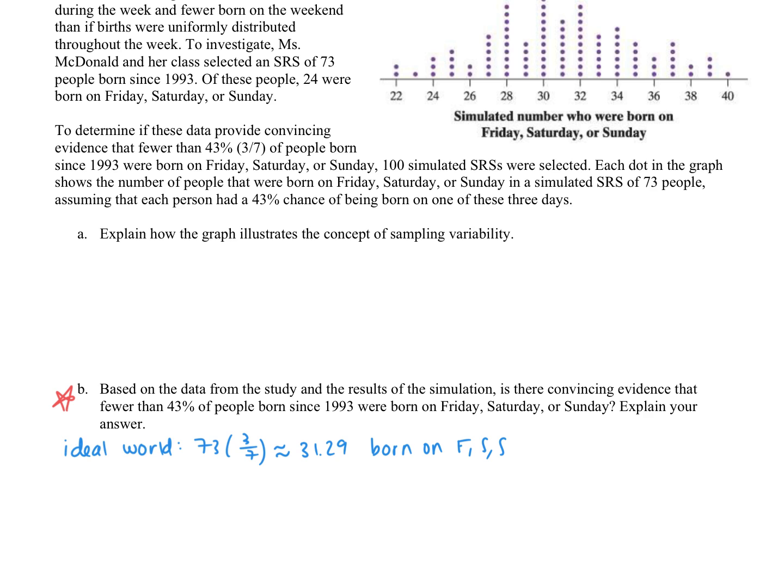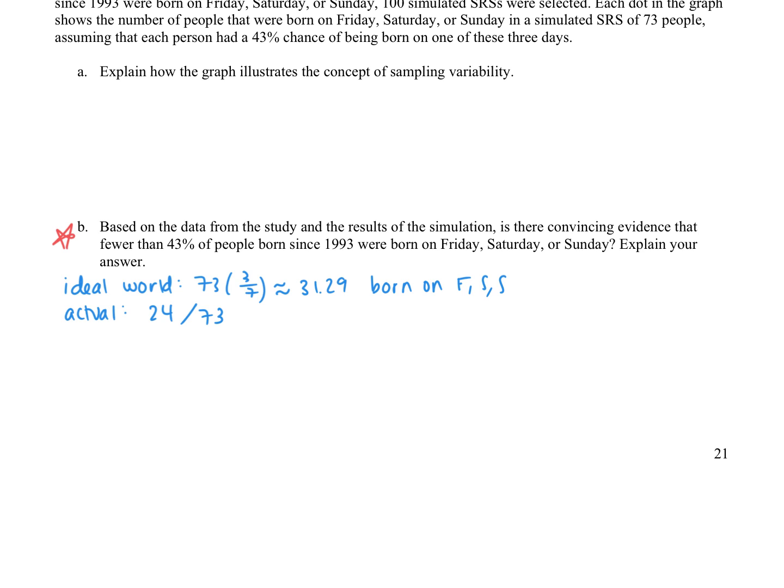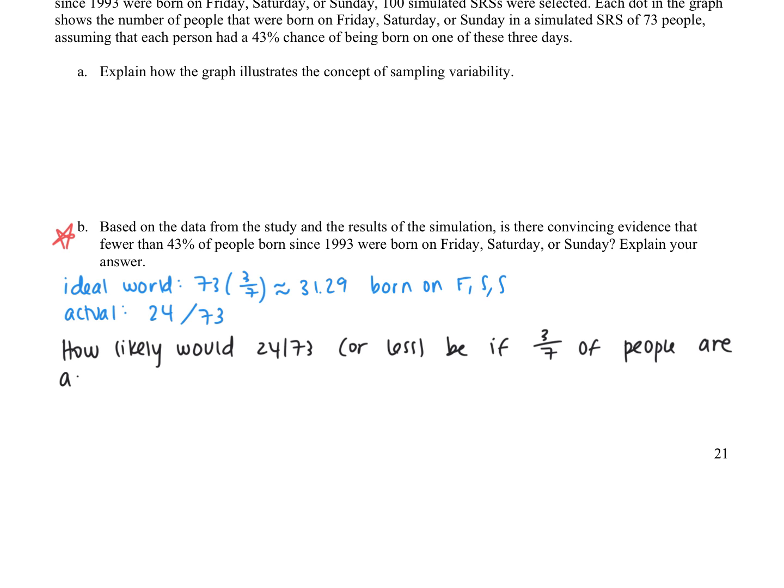Now, what actually happened is 24 out of the 73 were born on a Friday, Saturday, or a Sunday. So there is a pretty big difference between what we expected, that 31.29, and what actually happened, which is the 24. So we want to know how likely would 24 out of 73 or less than that be if 3/7 of people are actually born on a Friday, Saturday, or Sunday. So even if 3/7 are born on a Friday, Saturday, or Sunday, how likely is it that we would get 24 or something smaller?